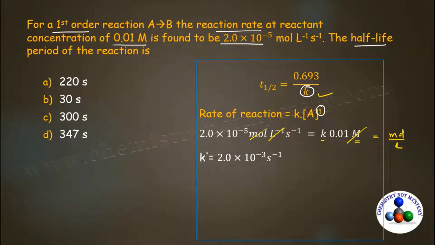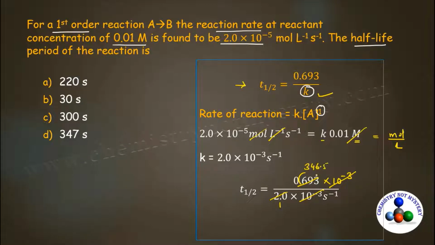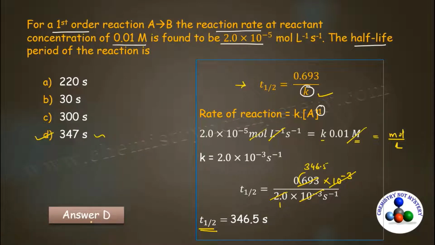Now place the value of rate constant in this equation. So you will get t-half is equal to 0.693 over 2 into 10 raised to minus 3 per second. 0.693, when you remove this decimal sign, you will get 10 raised to minus 3. 10 raised to minus 3 and 10 raised to minus 3 will get cancelled out. And when you divide it, you will get 346.5. And the value of t-half is closer to the option D. So the option D will be the right option for this question.